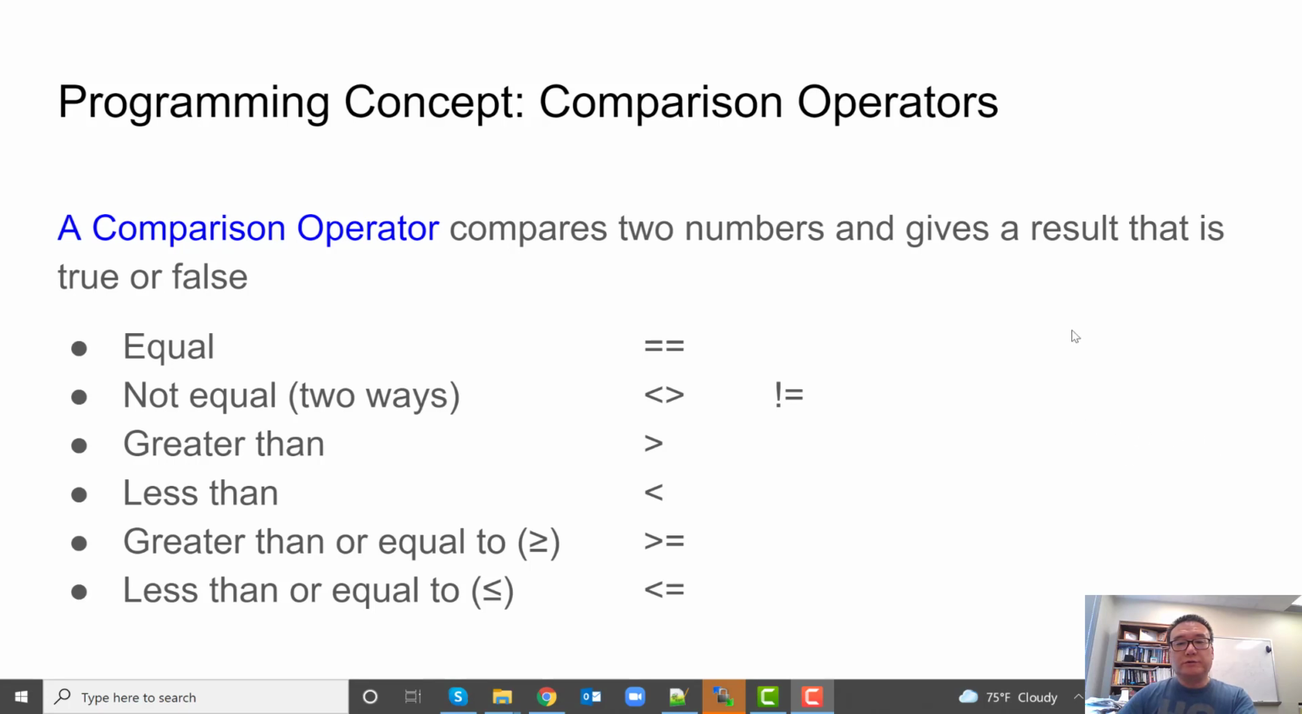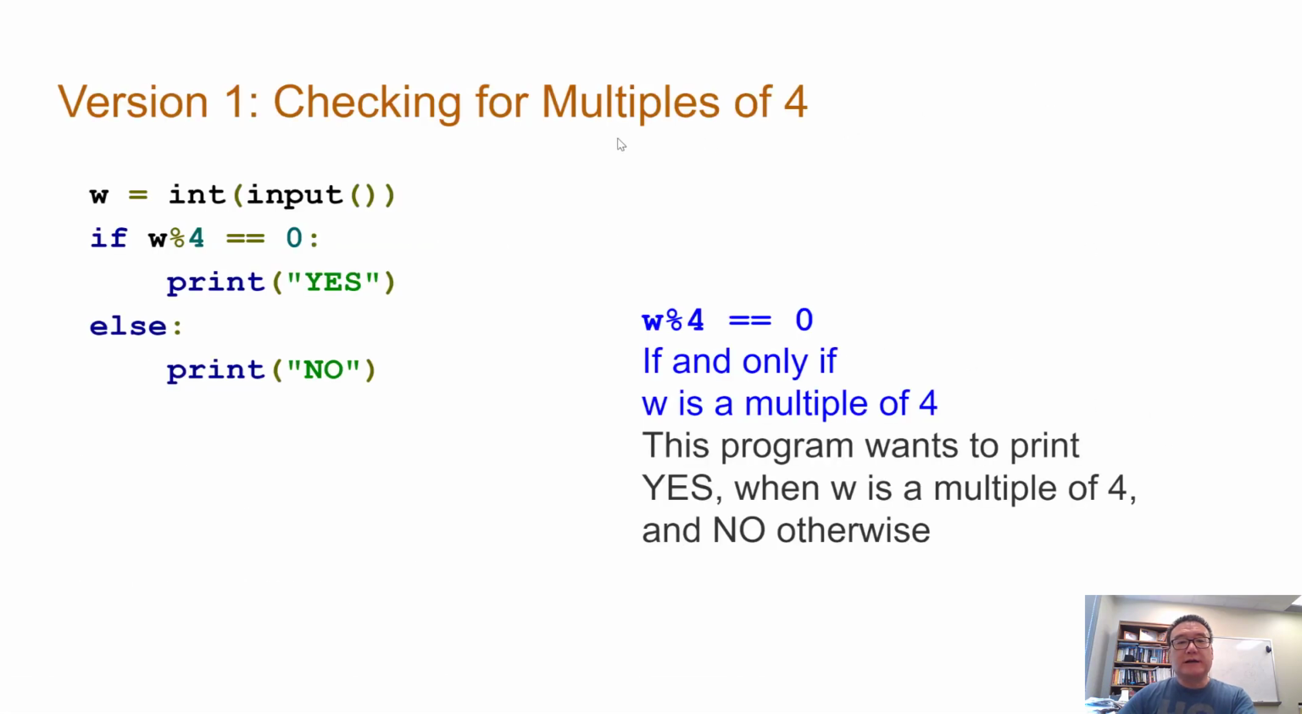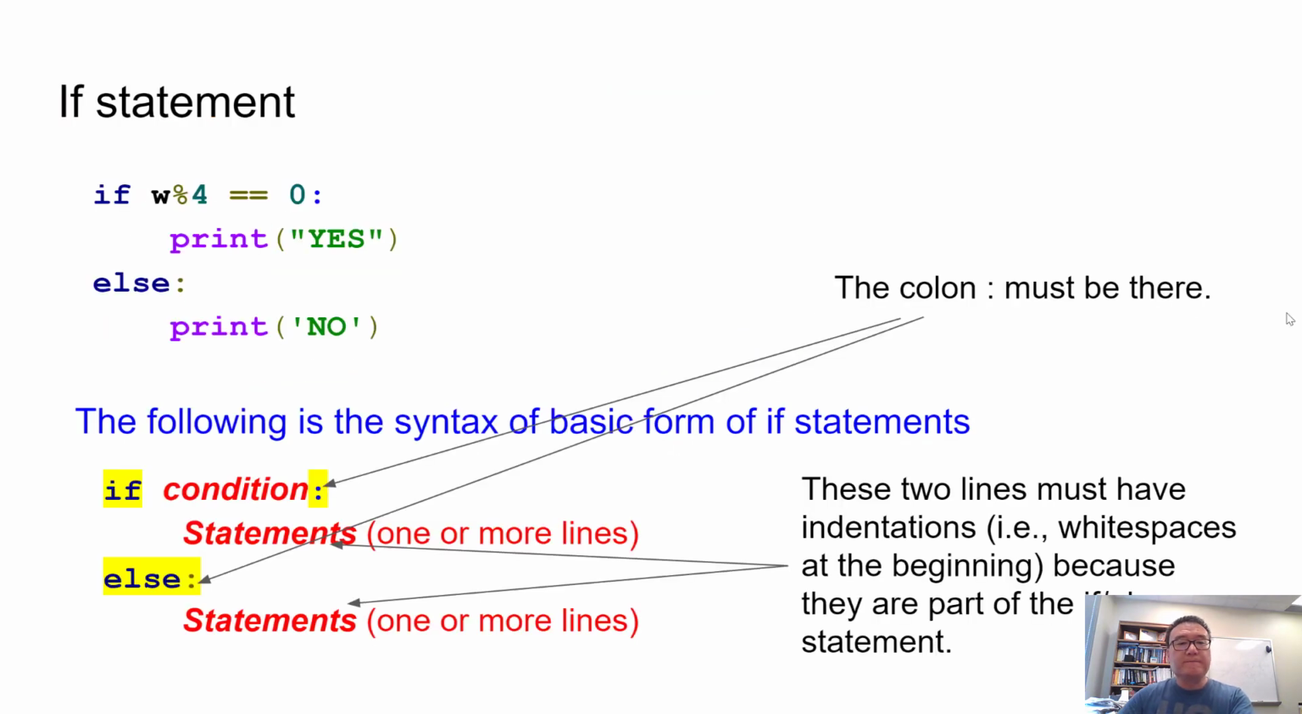So with both the mod operator and checking equality, now we can express the condition that the number is a multiple of 4. So this is version 1 of our code for this problem. We're first reading the number and storing it in W. And then the code says, if W is a multiple of 4, we will print yes. Otherwise, we will print no. So it uses this new syntax, the if statement, which we are going to explain next.